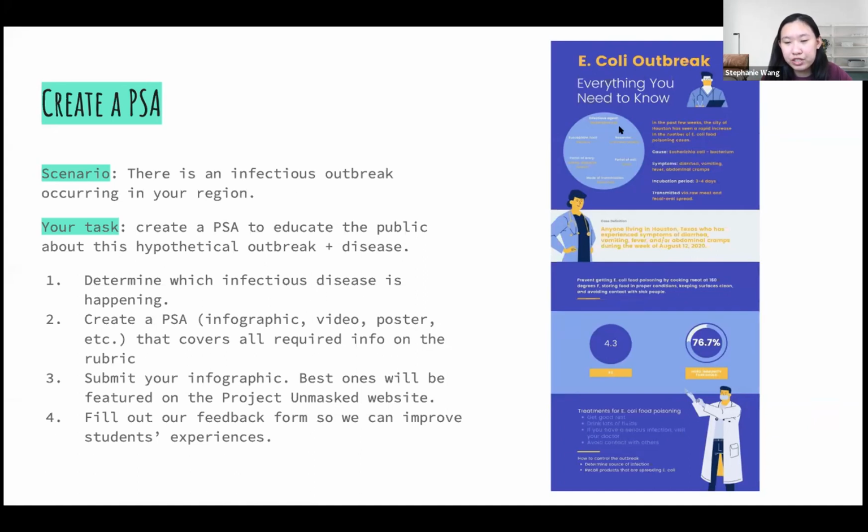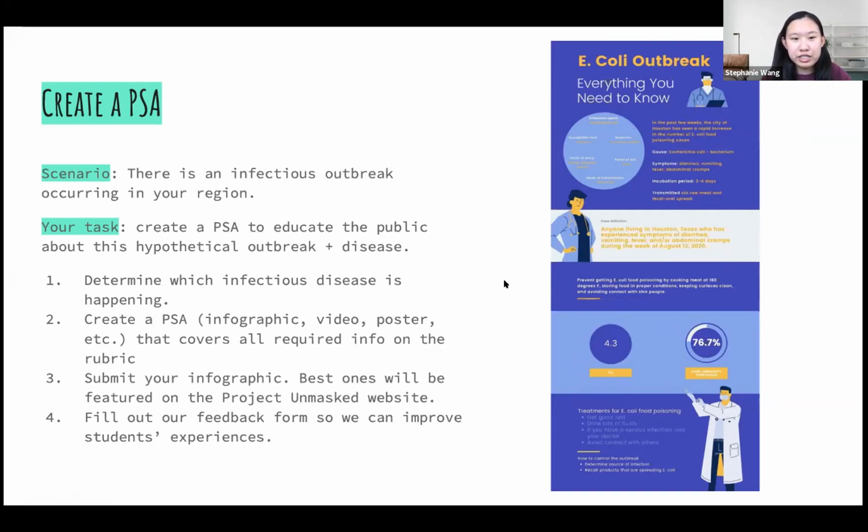coli outbreak. We have this chain of infection, a bunch of different information about it over here. We've got a case definition, we've got some prevention measures, and we've got some more technical things that we'll get into in a few minutes. And then we have some treatments and some control measures. So it basically is a brief overview of that specific infectious disease. And so after you submit that infographic, the best infographics will be featured, and you'll fill out the feedback form so we can improve the students' experiences.